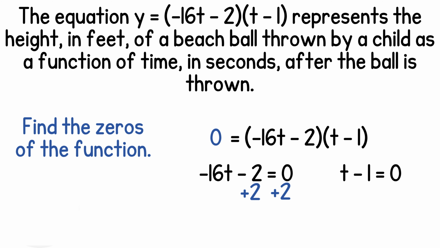We'll start by adding 2 to both sides, which gives us negative 16t is equal to 2. And then we'll divide both sides by negative 16, which gives us the value of t of negative 1/8. In our next equation, we'll start by adding 1 to both sides, which gives us a value of t equals 1. So now we know that the zeros are at negative 1/8 and 1. So this tells us that the ball hit the ground at negative 1/8 second and at 1 second. Since we can't have a negative value for time, the negative 1/8 won't really work in our situation, but we do know that after 1 second, the ball hit the ground.